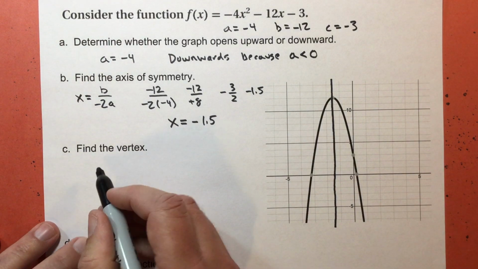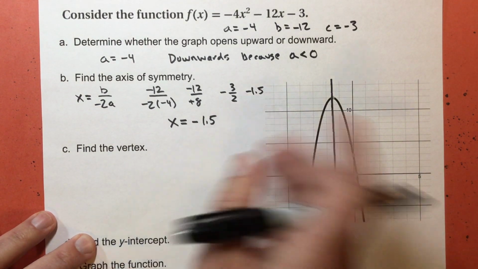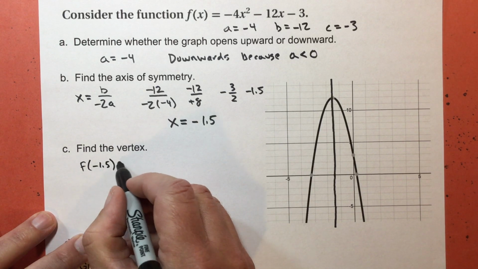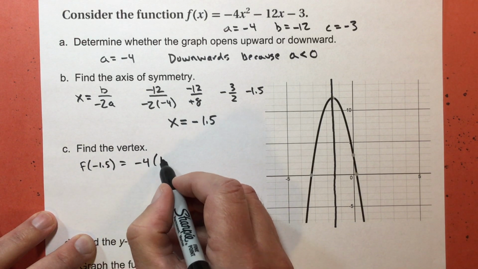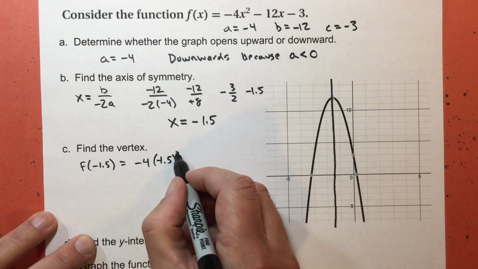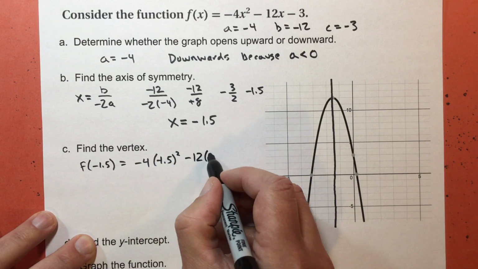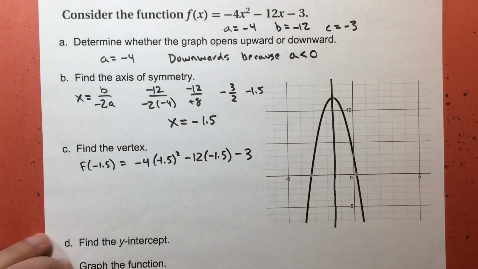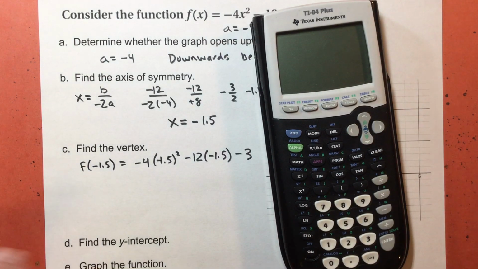Speaking of vertex, I got negative 1.5. That's okay, you can do this. F of negative 1.5 equals negative 4 times negative 1.5 squared. Subtract 12 times negative 1.5 minus 3. There is nothing wrong with you doing this calculation. 1.5 times 1.5 is 2.25. You can do that.